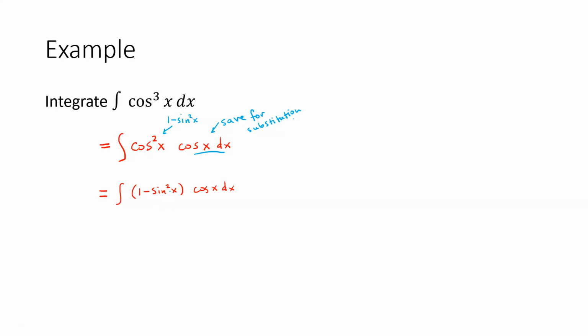And we see now we're ready to substitute because we got 1 minus sine squared. And then the cosine x dx out here will become my du when I substitute sine. So I'm going to let u equal to sine x, and then du is equal to cosine x. Right, so that takes care of the cosine x dx that we have saved out here. And so my integral transforms into just 1 minus u squared du.